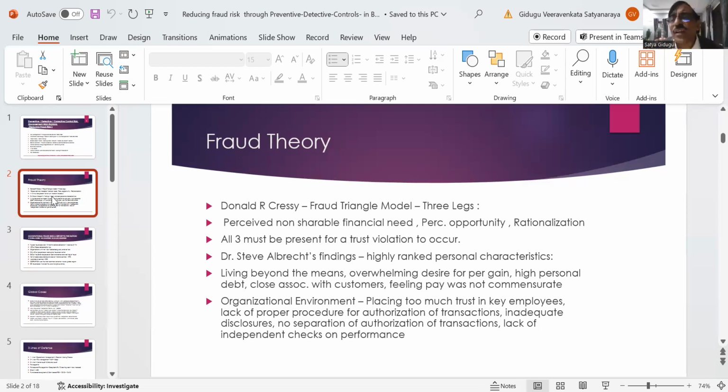Others are also doing it. All politicians are doing it. Everywhere it is there. The Anti-Corruption Bureau itself is taking money. All these things come under rationalization. So if the 3 things synchronize, the fraud will most probably happen.